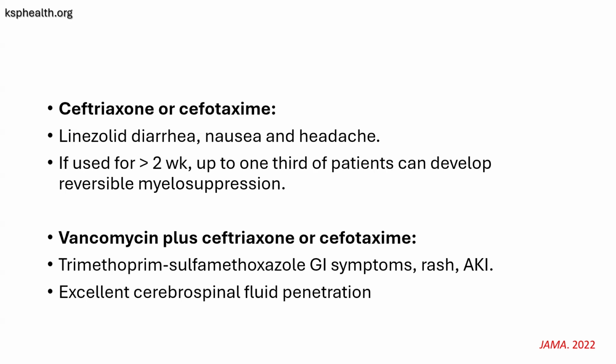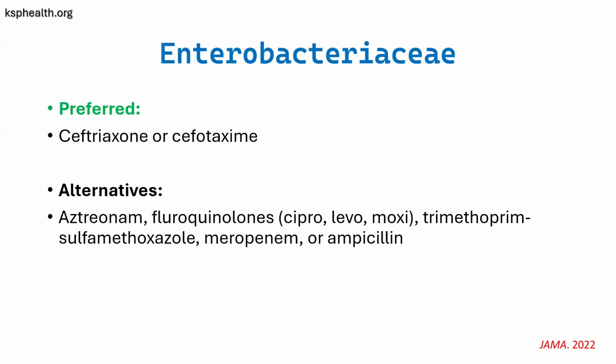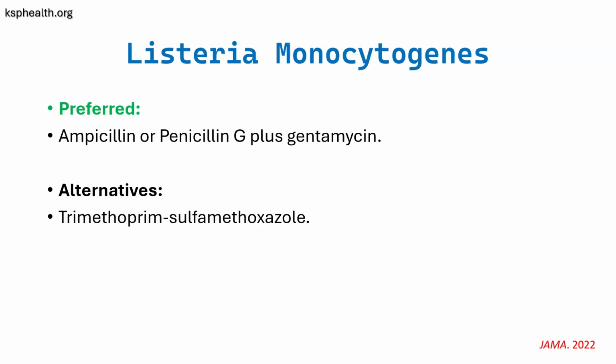Vancomycin can cause GI symptoms, rash, and acute kidney injury. When you use vancomycin plus ceftriaxone or cefotaxime, they have excellent cerebrospinal fluid penetration. The dosing needs to be very appropriate when you treat any kind of meningitis. When the isolate is an Enterobacterales, the preferred agents are ceftriaxone or cefotaxime. The alternatives are aztreonam, fluoroquinolones like cipro, levo, and moxi, Bactrim, meropenem, or ampicillin.